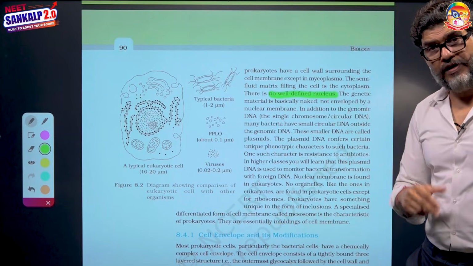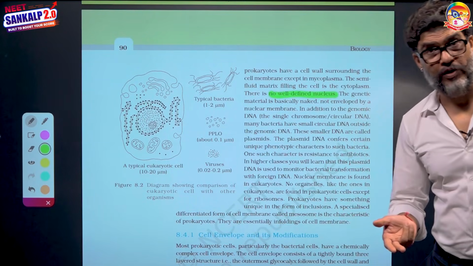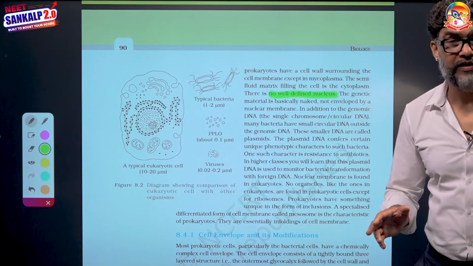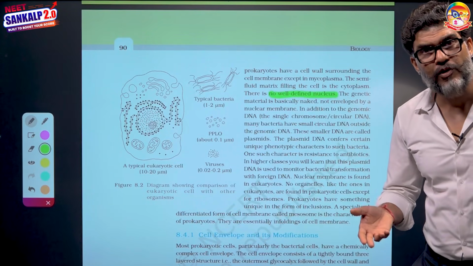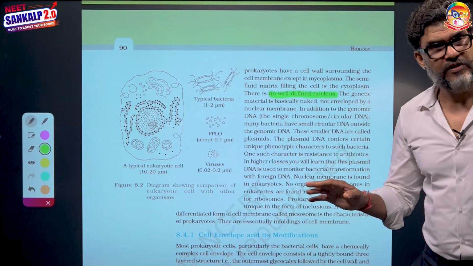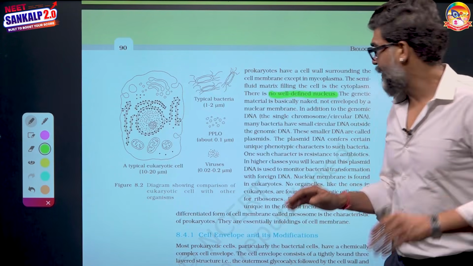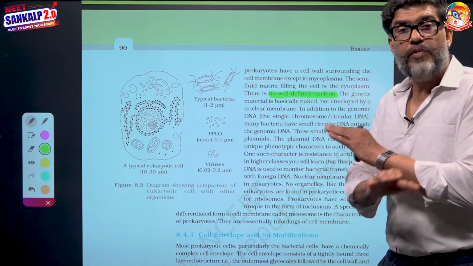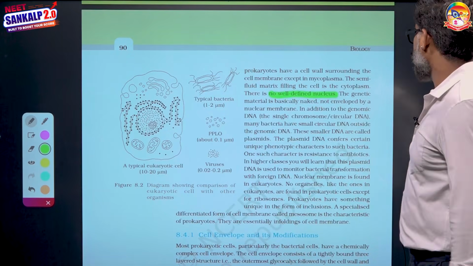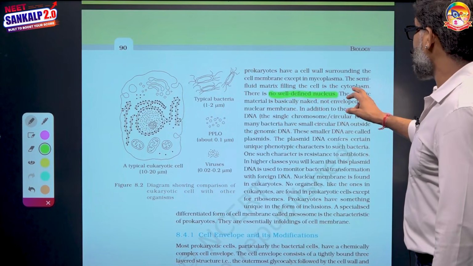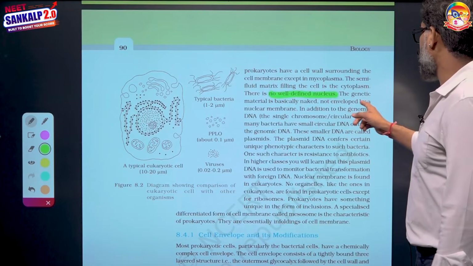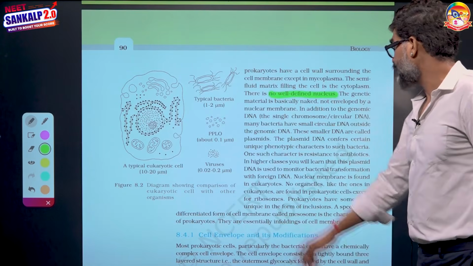Because there is no well-defined nucleus, they are called prokaryotes. If we said that there is no nucleus, their name would have to be eukaryote, which seems meaningless. Why? Because a nucleus is present but it is not well-defined. Why is it not well-defined? Because the nuclear membrane is missing here. The genetic material is basically naked. Why is it naked? Because the nuclear envelope is not there.